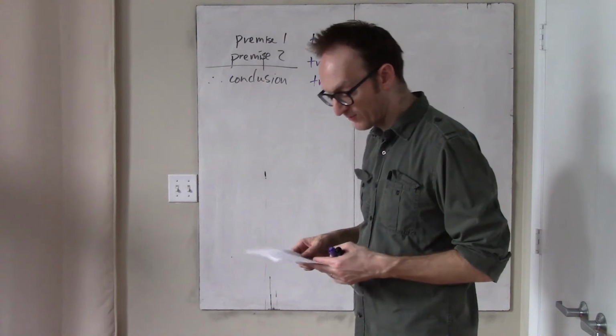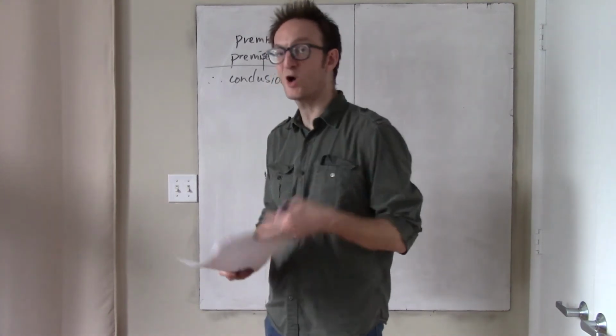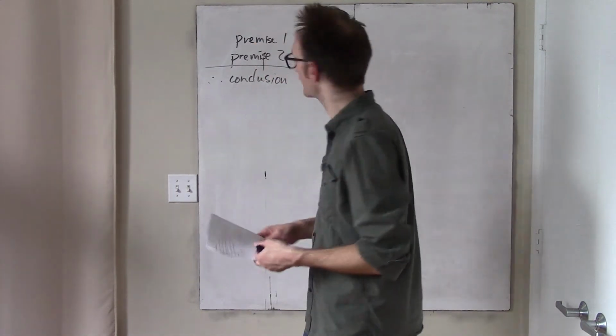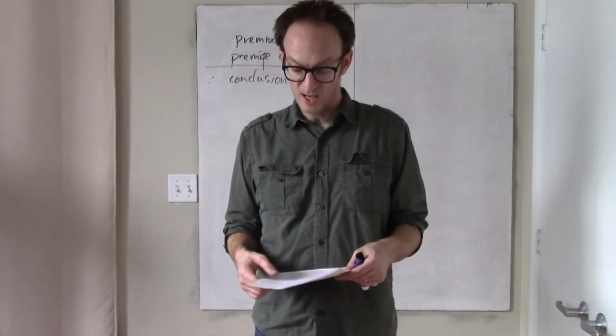Okay, so what have I written on my paper? An argument is valid if and only if all truth assignments that satisfy the premises also satisfy the conclusion. So whenever the premises are true, the conclusion must be true in order for an argument to be valid.